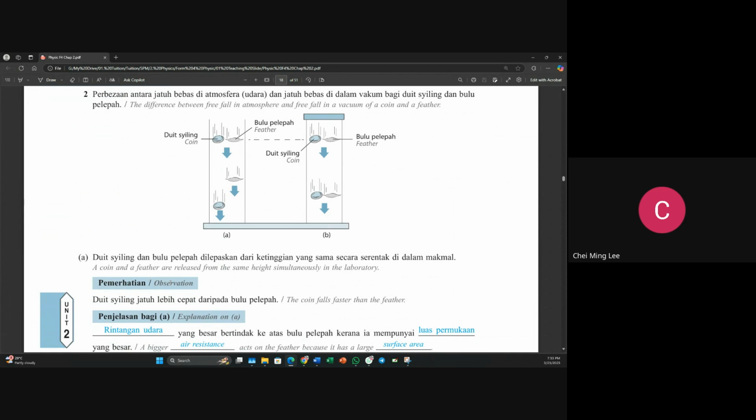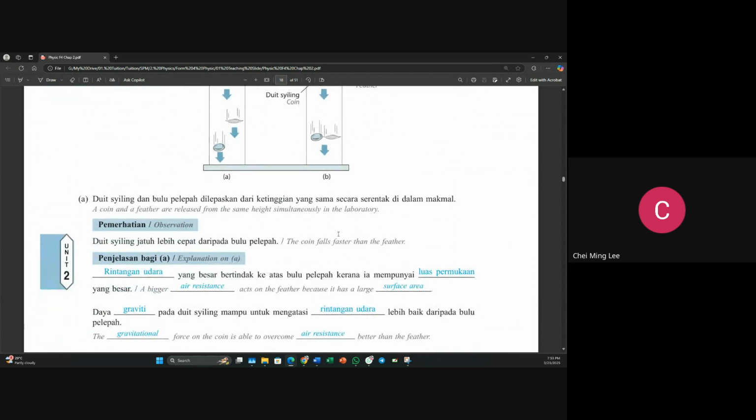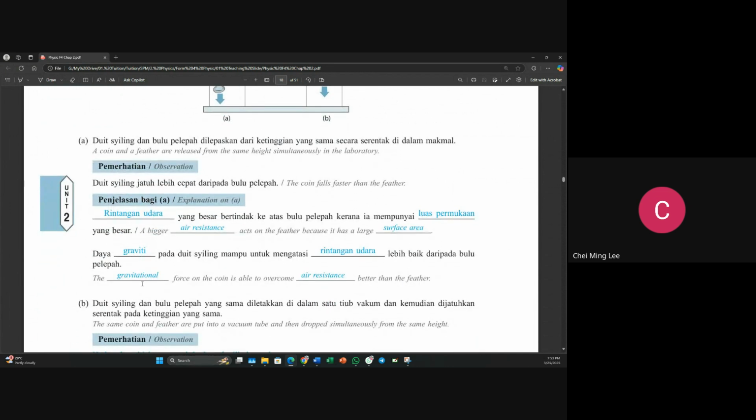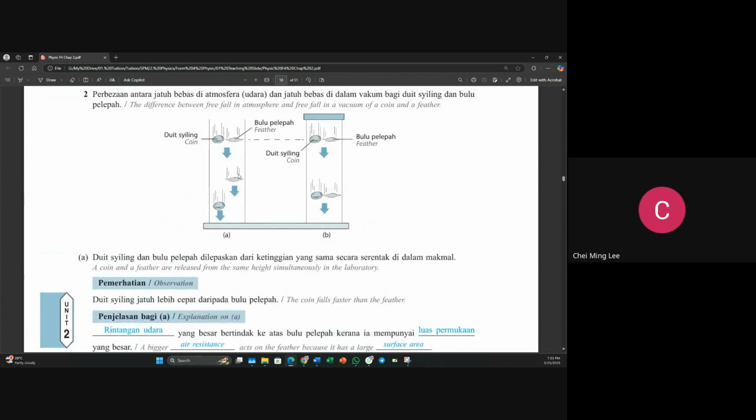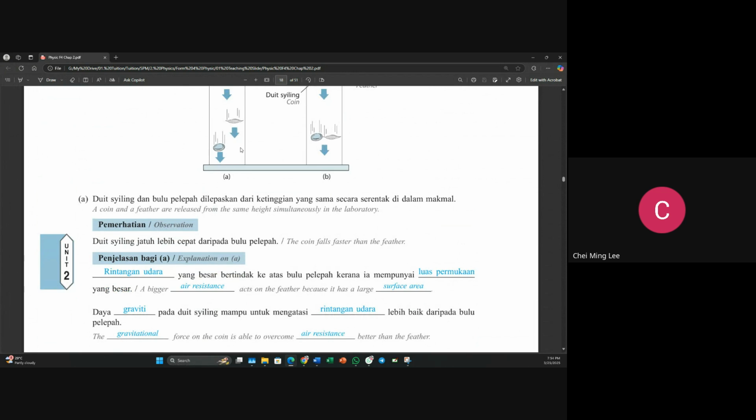So you see, a coin and a feather are released from the same height simultaneously in the laboratory. You can see that the coin falls faster than the feather. Why? Because a bigger air resistance acts on the feather because it has a large surface area. The gravitational force on the coin is able to overcome the air resistance better than the feather. Okay, because this one has more resistance, this one lower. So the gravitational force acting on this, after you cut off the resistance, is higher. This is why it says overcome air resistance.